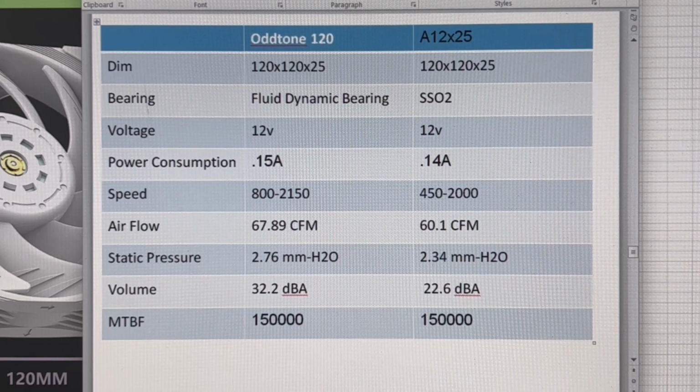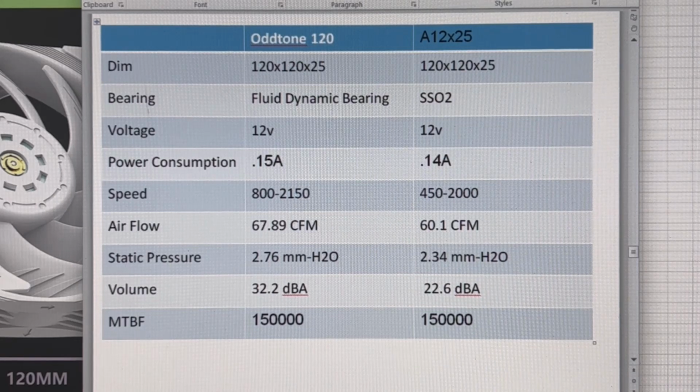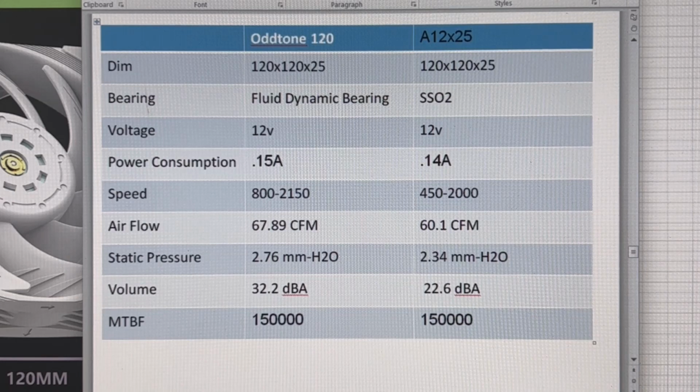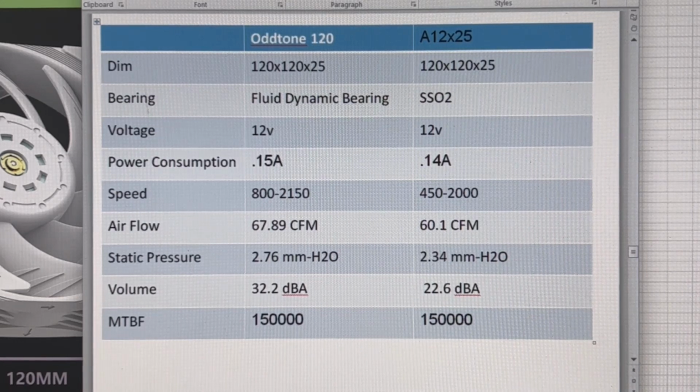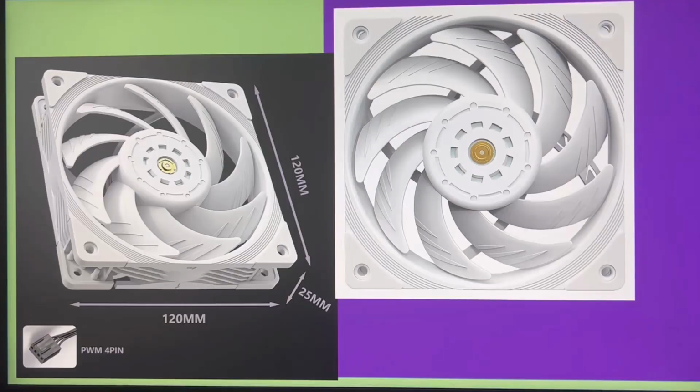Power consumption is 0.15 amps. Speed range is 800 to 2,150 RPM. Airflow rated at 67.89 CFM. Static pressure is rated at 2.76 millimeters of H2O. And noise value is rated at 32.2 decibels, and mean time between failure is listed at 150,000 hours. And next to it, I have it compared against the A12x25 because I think they look fundamentally similar.